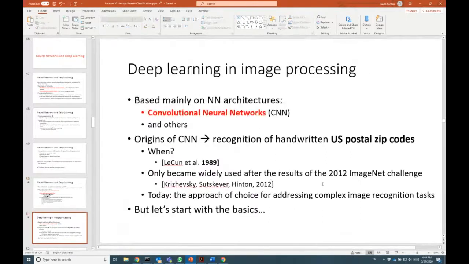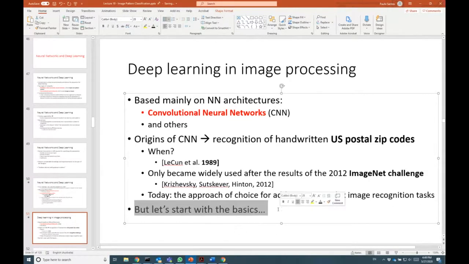And this was done in a fairly recent paper, first in 2012. They applied this old idea of LeCun from 1989 and won the ImageNet challenge, which is basically a competition for image classification. After 2012, most of the competitions have been won by some variety of convolutional neural network. Today, that's the approach of choice for addressing complex image recognition tasks.